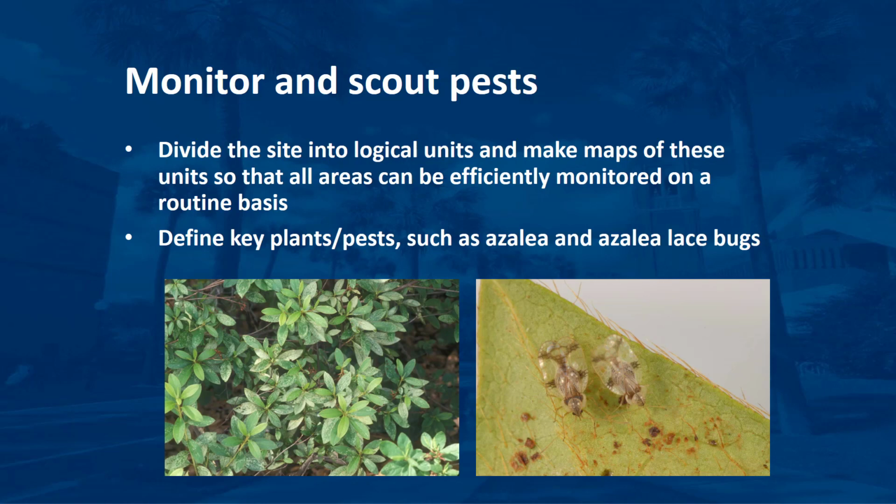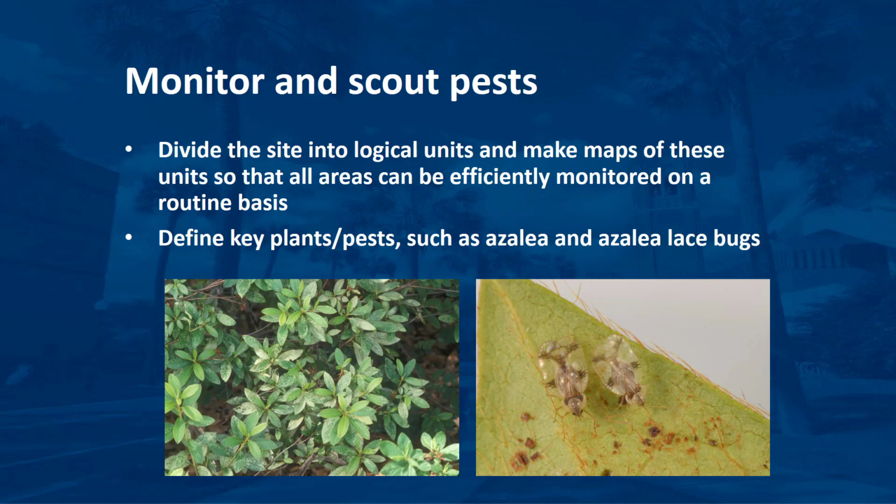Therefore, a scouting plan must be devised for each site. To be successful, scouting must be performed routinely and consistently. Knowledge of the plant and its pests forms the background for successful monitoring. Several prerequisites must be satisfied to implement a successful monitoring program. The scout must do the following: divide the site into logical units and make maps of these units so that all areas can be efficiently monitored on a routine basis.